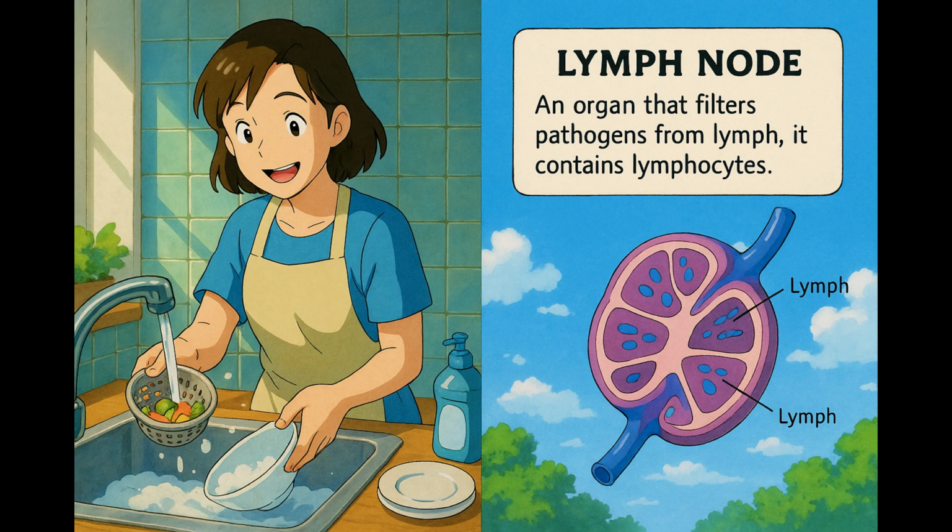Similarly, a lymph node acts as a filter, trapping pathogens from the lymph fluid to prevent them from spreading through the body. Just like the strainer allows water to pass while catching unwanted debris, lymph nodes let clean fluid through while containing lymphocytes to deal with harmful invaders, ensuring the body's internal drainage system remains clear and functional.